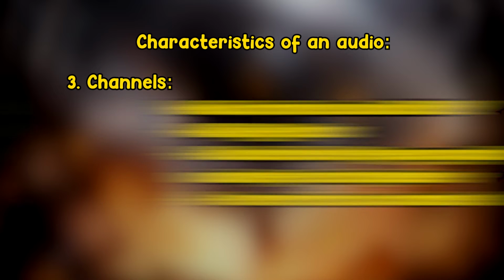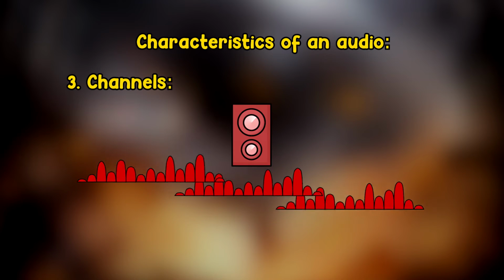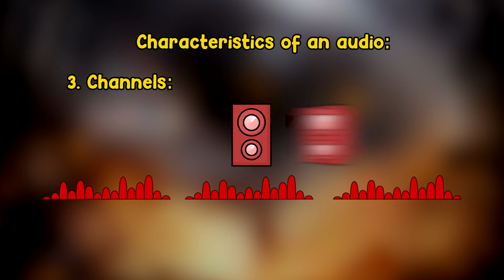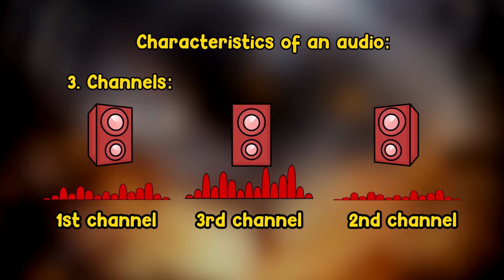So rather than 1 or 2, an audio can have multiple channels as well. For example, you may have a center speaker rather than the right and the left one, and in that case you can add a 3rd channel for the sounds of the center speaker. The volume and the effects of each channel can be different from the other ones.